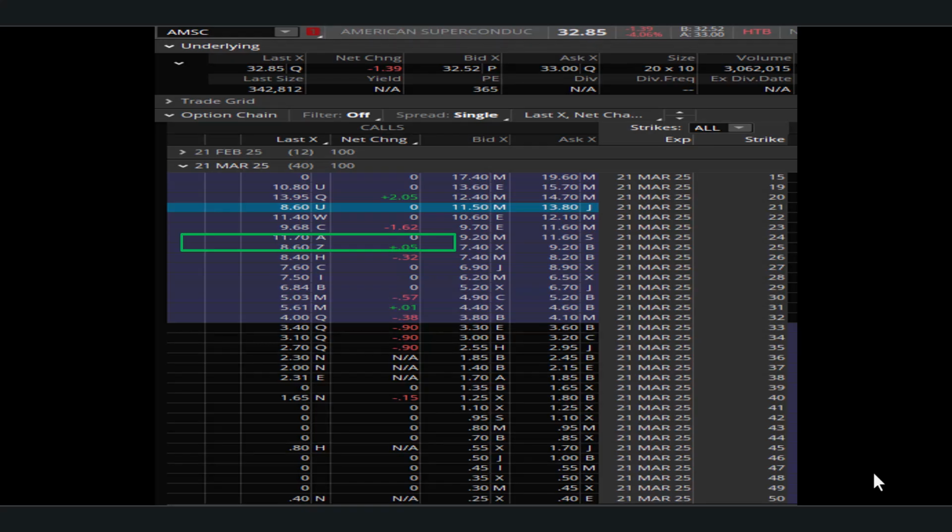Now we want to review a call option debit spread, aka a vertical call spread. For this spread, we want to buy to open the AMSC March 21 25 strike call and sell to open the March 21 30 strike call. We're going to base our entry prices on the midpoint between the bid and ask prices. That means we'll buy the 25 call for $8.30 and sell the 30 call for $5. $8.30 minus $5 equals $330. So the entry price or debit cost for the spread is $330.